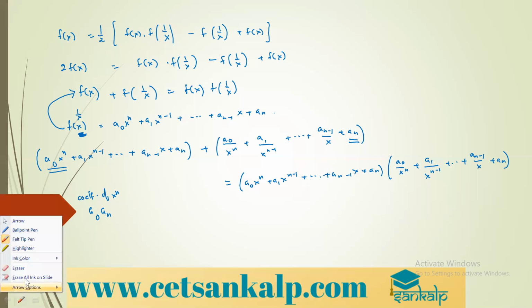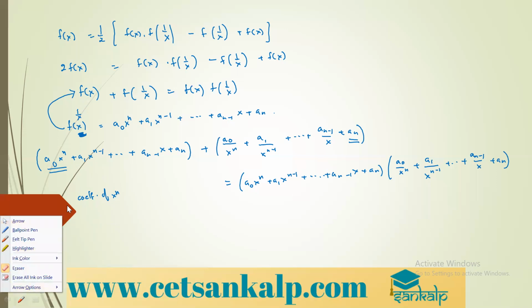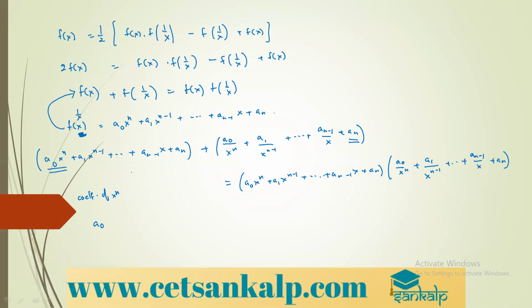For instance, you take the coefficient of x power n on the left side and right side. On the left side, what do you have? Coefficient of x power n, just see, you have a0. Nothing else. On the right side, what do you have? Coefficient of x power n, you have a0, an. So from this, you can write an will be equal to 1.